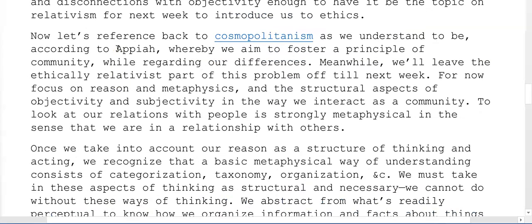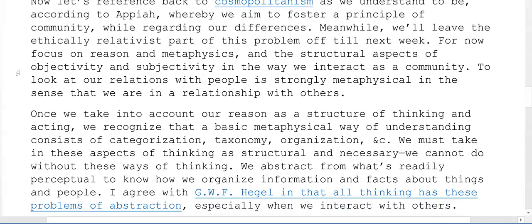Okay, so now, let's reference back to cosmopolitanism as we understood it to be, according to Kwame Anthony Appiah, whereby we aim to foster a principle of community while at the same time regarding our differences. Meanwhile, we'll leave the ethically relativist part of this problem till next week. For now, let's focus on reason and metaphysics and the structural aspects of objectivity and subjectivity in the way we interact as a community and the way I'm addressing it now. So this is bypassing some of the ethics that we still need to get into that are important.